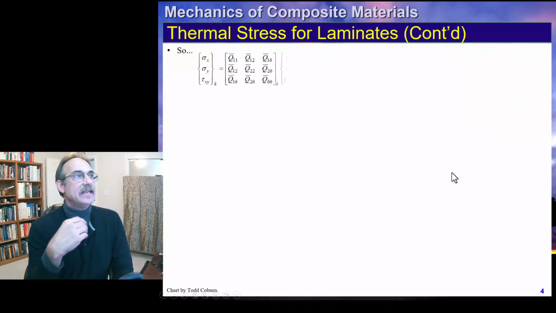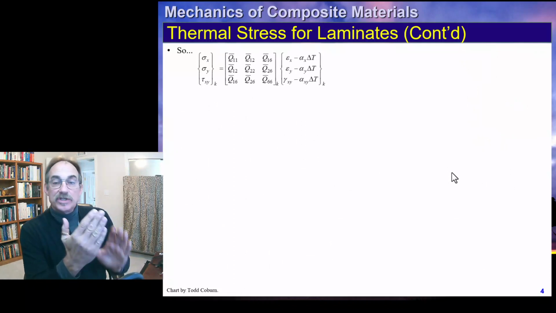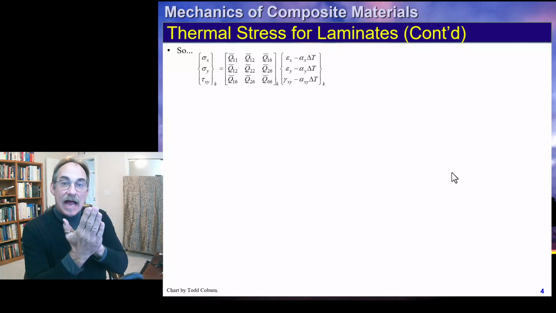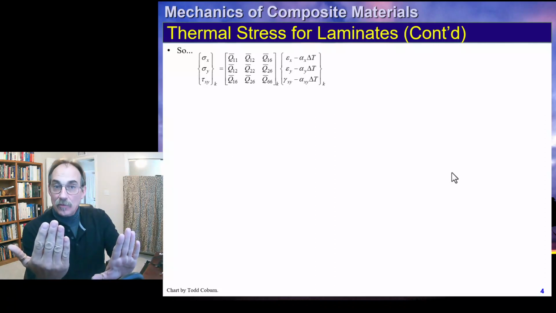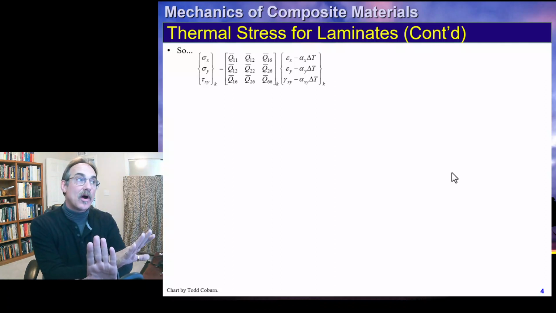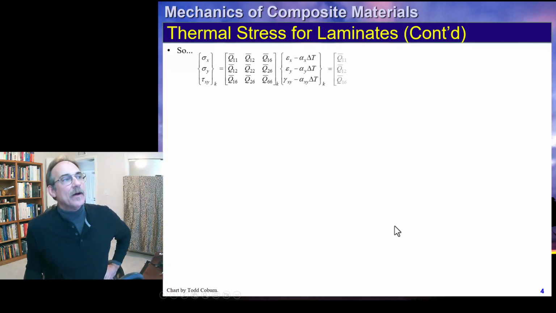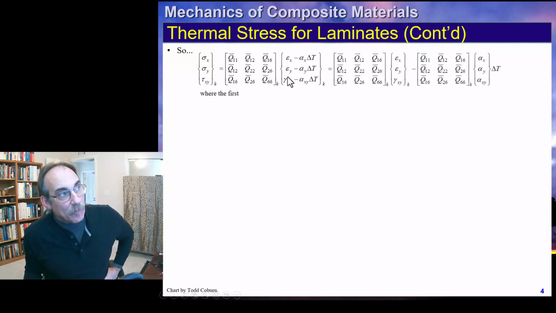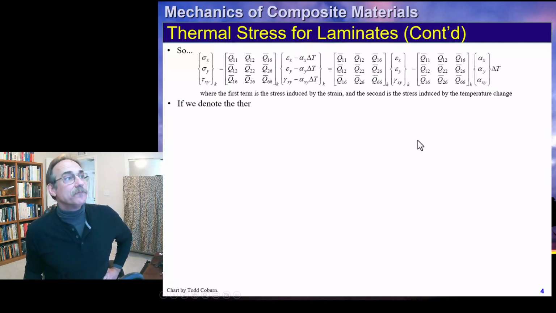So let's go ahead and take this further. Now this was our relationship for a single ply. A single ply, total strain, subtract out the thermal strain, pre-multiply by the Q-bar, and that gives us the stresses in that ply in body coordinates. Now, if we want to, we can multiply this out and write it this way, where the Q-bar matrix times the strains in the element minus the Q-bar matrix times the thermal strain, the alpha delta T part.